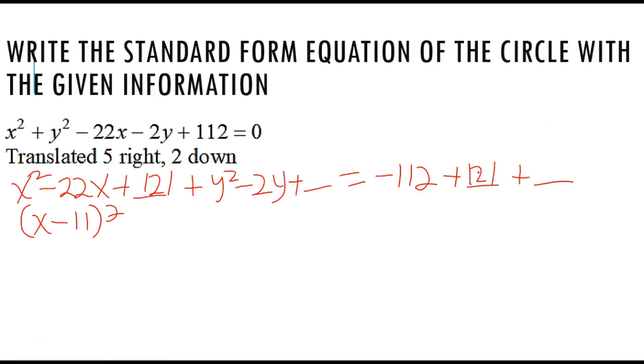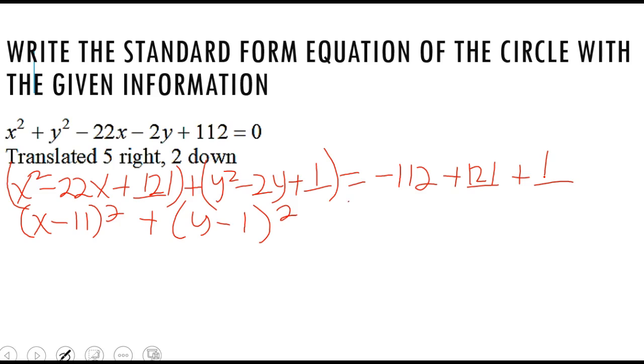That's for the x. And then for the y, we have negative 2, so one half of negative 2 is negative 1, so it's going to be minus 1 squared. And 1 squared is 1, so we add 1 there. So on our right side, negative 112 plus 121 plus 1 gives us 10.